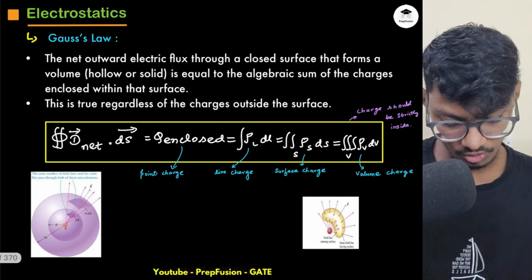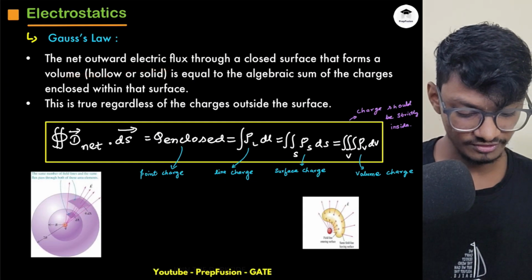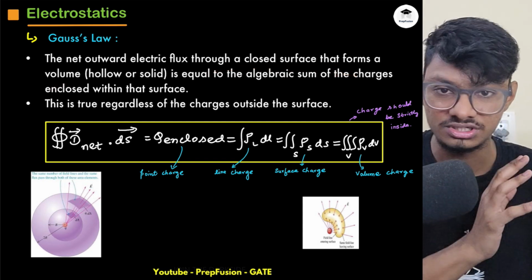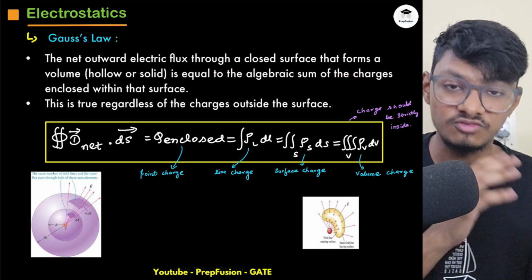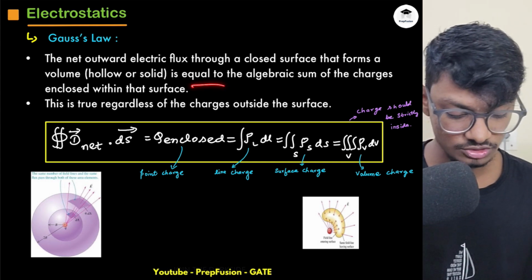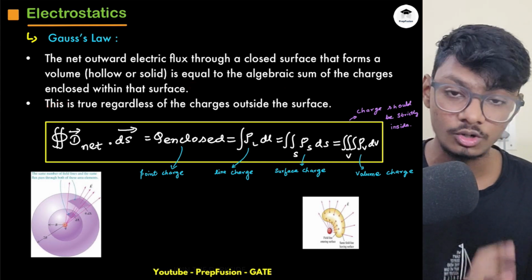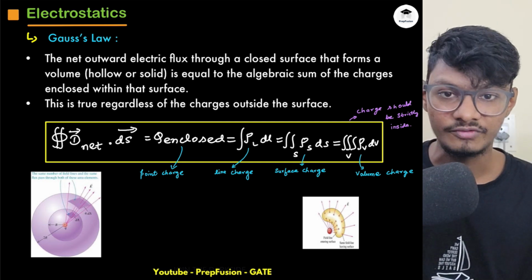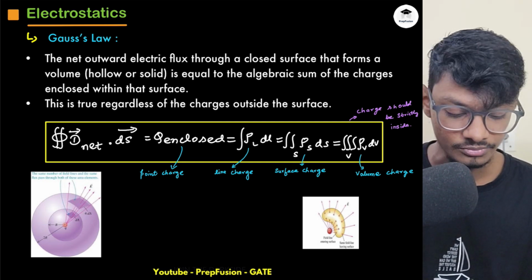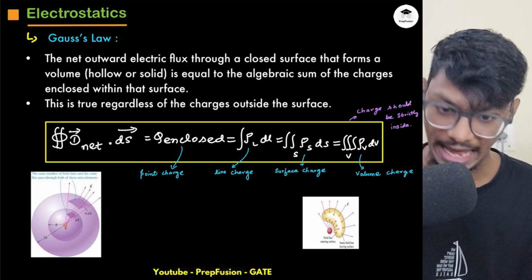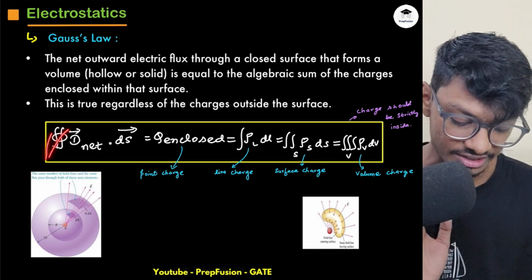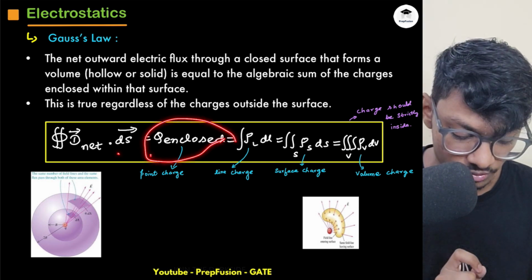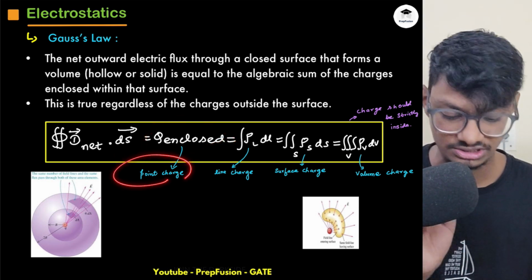So Gauss's law says the net outward electric flux through a closed surface that forms a volume, whether it's a hollow surface or a solid surface, I don't care, is equal to the algebraic sum of the charges enclosed within the surface. Inside the surface, whatever the charges are, if I do the algebraic sum, I will get the total flux. Simple as that. So the closed surface integral of the electric flux density dot dS will be equal to q enclosed. If I have a point charge, this is the point charge form.